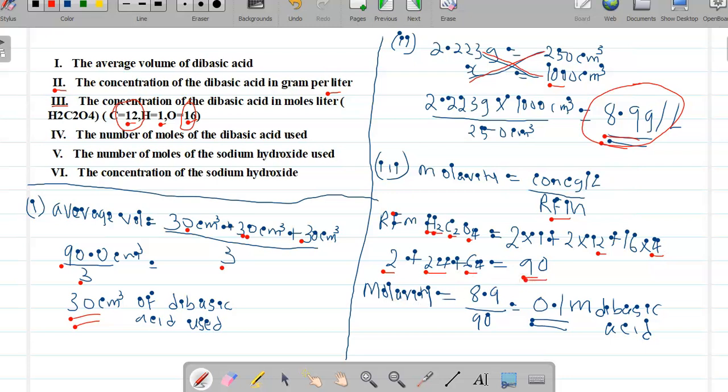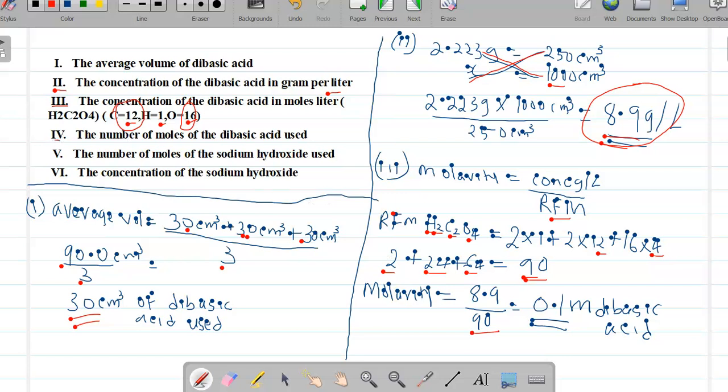Then molarity therefore is equal to concentration in gram per liter over RFM. Then my concentration is 8.9 divided by 90. I divide by 90, then I'll get 0.1 molar of dibasic acid. That is the concentration of the dibasic acid in Roman 3.